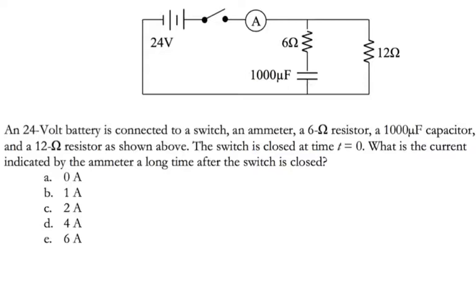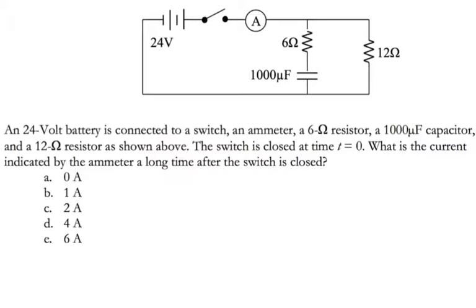And so here I have a 24-volt battery connected to a switch, an ammeter, a 6 ohm resistor, and a 1000 microfarad capacitor, or 1 millifarad capacitor, and a 12 ohm resistor as shown in the picture. The switch is closed at time t equals 0. What is the current indicated by the ammeter a long time after the switch is closed?